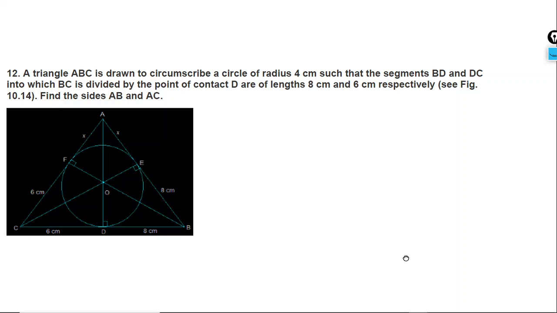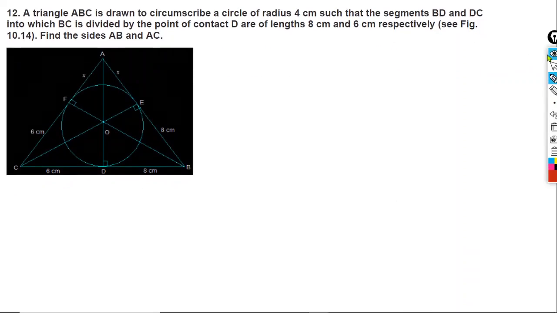Now we will move to question number 12. A triangle ABC is drawn to circumscribe a circle. So you can see the ABC triangle is circumscribing a circle of radius 4 centimeter, that means radius OE, OF and OD are 4 centimeter, such that the segments BD and DC into which BC is divided by the point of contact D are of length 8 cm and 6 cm respectively.